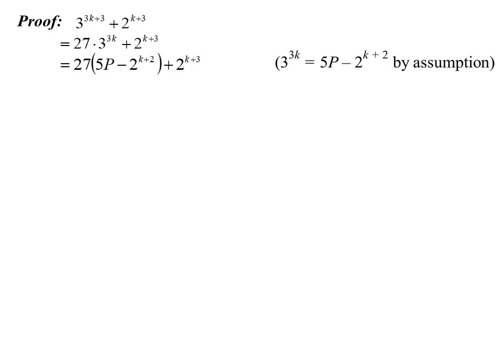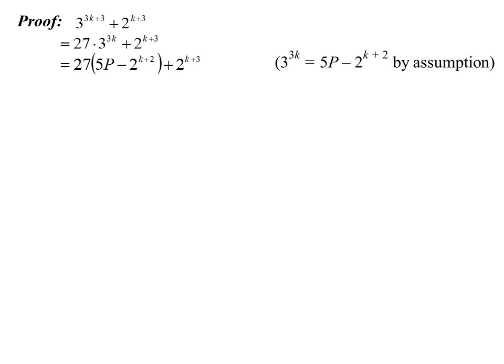Over on the right, you'll notice I didn't just say by assumption, because here it's just not immediately obvious I've used the assumption because I've rearranged it. So I've really highlighted what I've done. I've said, hang on a sec, I know 3 to the power of 3k is equal to 5p minus 2 to the power of k plus 2 by the assumption. So letting people know, yeah, I've used the assumption, I just rearranged it so I could get it in there. Let's now play with what we've got.